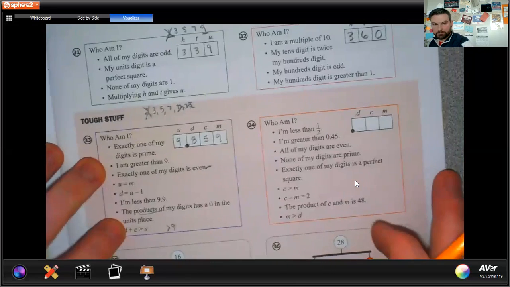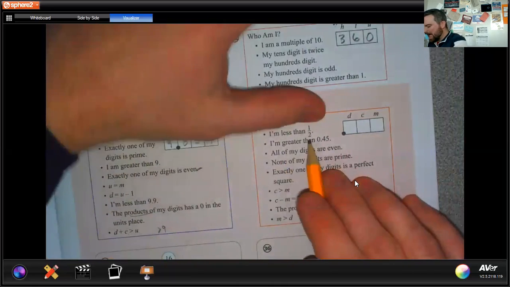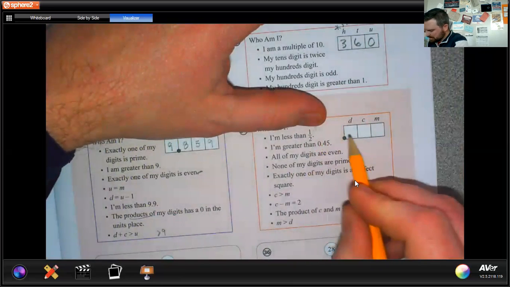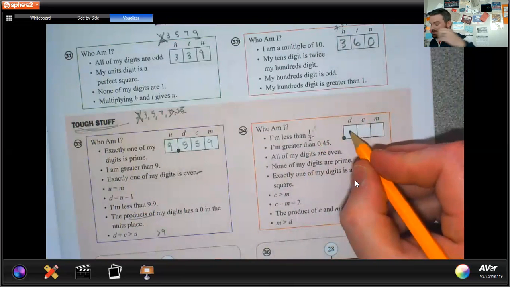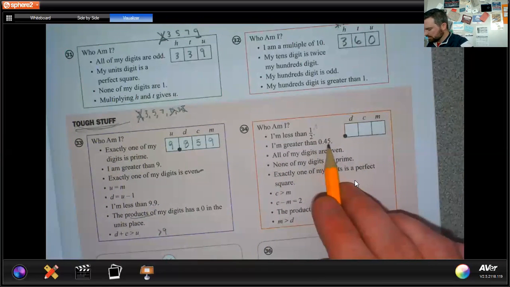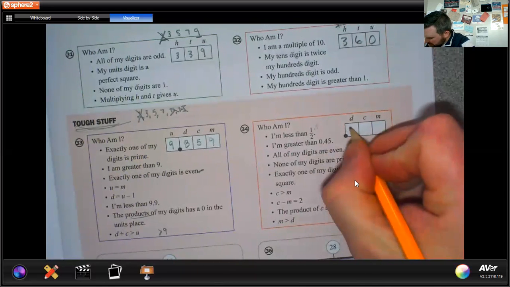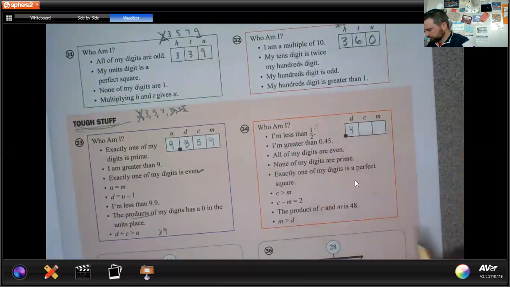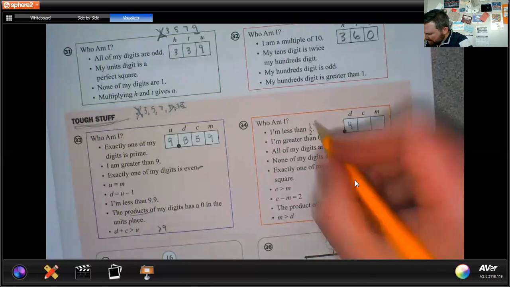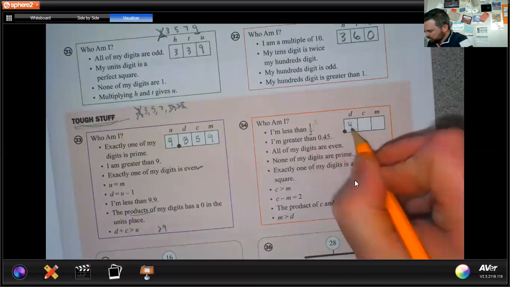9.859. Again, this is the tough stuff here. I am less than half. Okay, half is 0.5. So this number is less than 0.5, so this number is not 6, 7, 8, 9. Okay? I am greater than 4.5. So if this is greater than 4.5, this right here has to be a 4. Now I don't know what this could be, but I know that this number is between 0.5 and 0.4, which is a 0.4, and we'll fill in the rest.